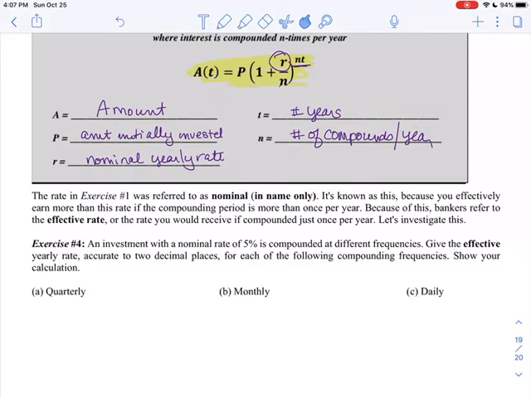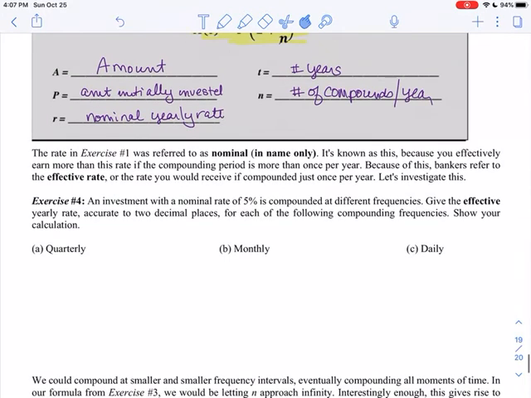So the rate in exercise 1 was referred to as a nominal, in name only. It's known as this because you effectively earn more than this rate if the compounding period is more than once per year. Because of this, bankers refer to the effective rate, or the rate you would receive if compounded just once per year. So let's look at this.